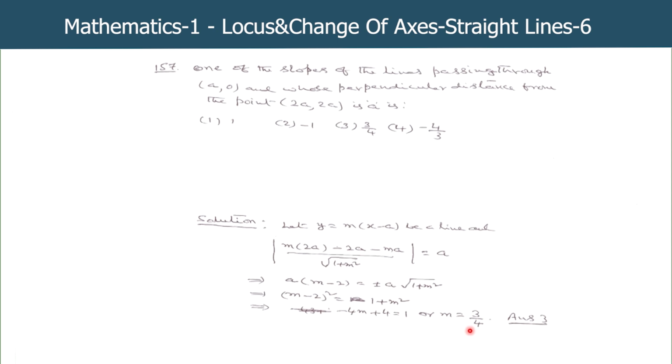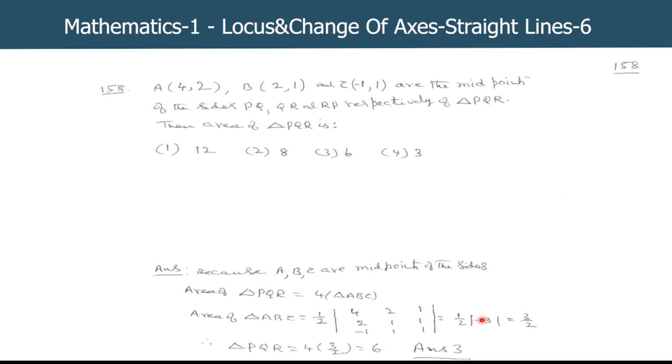So the correct option is option number 3. 158. A 4 comma 2, B 2 comma 1, C minus 1 comma 1 are the midpoints of the sides PQ, QR and RP respectively of triangle PQR, then the area of triangle PQR. Of course, only the description of the problem is lengthy, but the solution is very simple.